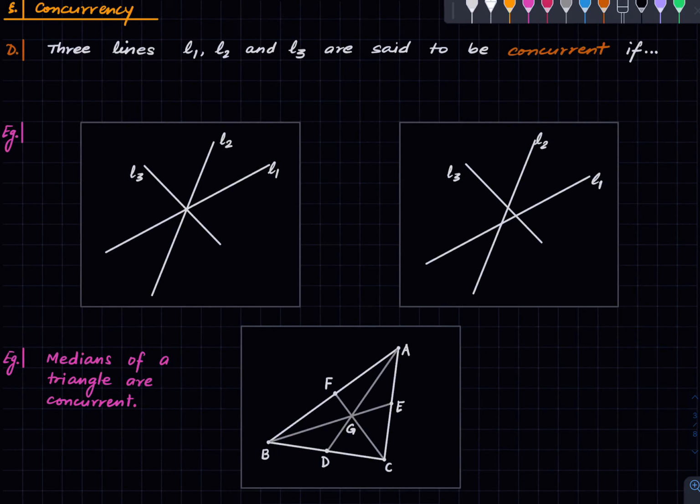So let us define concurrency. This is, of course, a notion of plane geometry or just Euclidean geometry. So suppose we have three lines, and these three lines, let's say, are on the plane, although you can define this concept of concurrency even for 3 dimensions, but let us restrict our attention just to the plane. So suppose we have 3 lines in the plane, then we say that they are concurrent if there is a point lying on all 3 of them. There is a point which lies on all 3 of them.